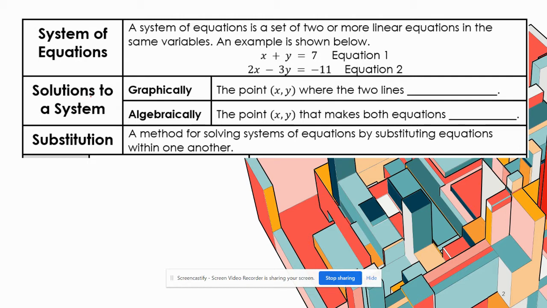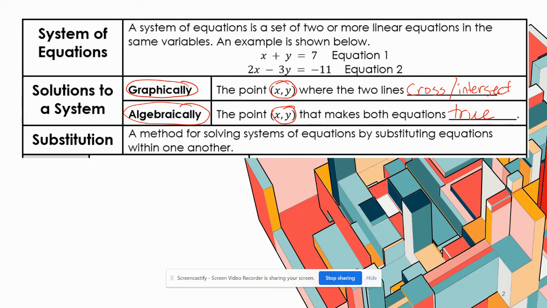If I'm solving a system, we can graph them. If you get them into y equals mx plus b, you can graph them by hand or graph them in your graphing calculator. And we're looking for visually where the lines cross or intersect on the graph. And that intersection point is x, y. It's an ordered pair. If we're solving algebraically, which is what we're doing with substitution and elimination, then we're looking for an ordered pair, x, y, that makes both equations true.